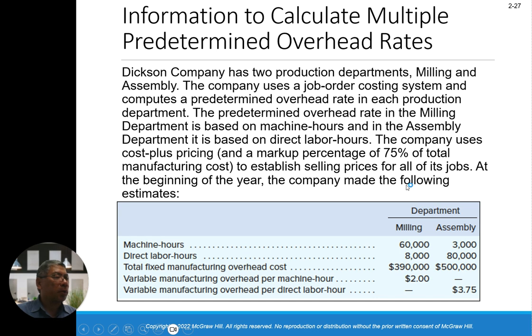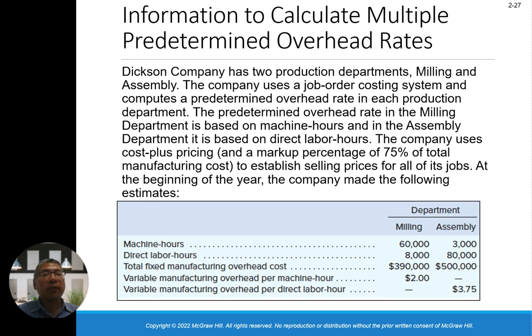At the beginning of the year, the company made the following estimates. For milling: machine hours 60,000, fixed overhead cost 390,000, variable cost $2 per machine hour. For assembly: direct labor hours 80,000, total fixed overhead 500,000, variable overhead $3.75. So each department has its own unique costs. The milling one and the assembly one are different.